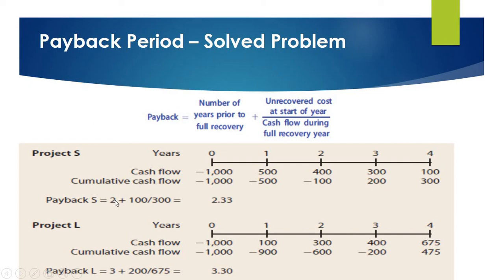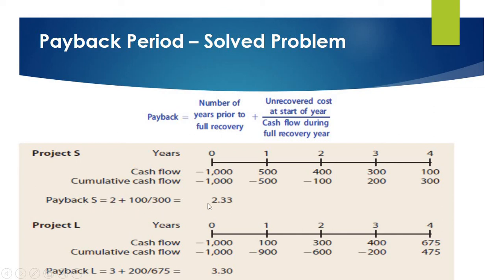So 2. That means Project S is becoming positive after 2 years. So 2 plus 100, that's the last cumulative negative cash flow. Here we are not using the negative signs. We will keep it as positive 100 divided by 300. So the project becomes positive in year 3. So in the 3rd year, the project generates in total $300 cash. So this is how we calculate the payback period.